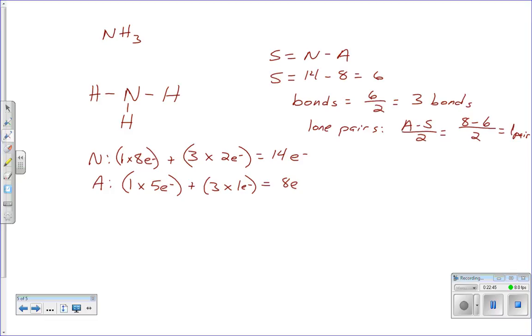Please, for the love of everything holy, be the class that doesn't put any lone pairs on a hydrogen atom. Okay? Or I might just snap.